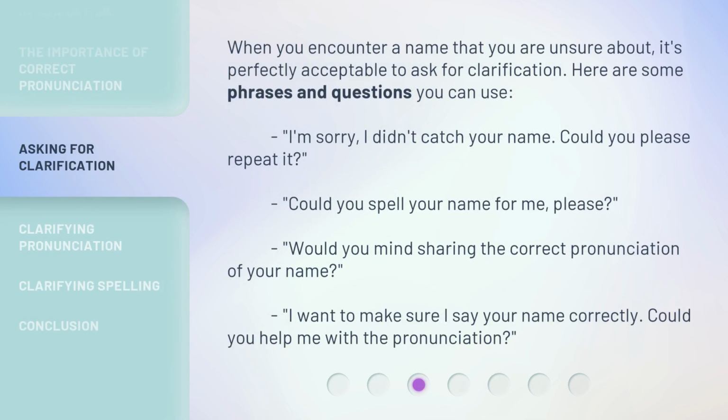When you encounter a name that you are unsure about, it's perfectly acceptable to ask for clarification. Here are some phrases and questions you can use. I'm sorry, I didn't catch your name. Could you please repeat it? Could you spell your name for me, please? Would you mind sharing the correct pronunciation of your name? I want to make sure I say your name correctly. Could you help me with the pronunciation?